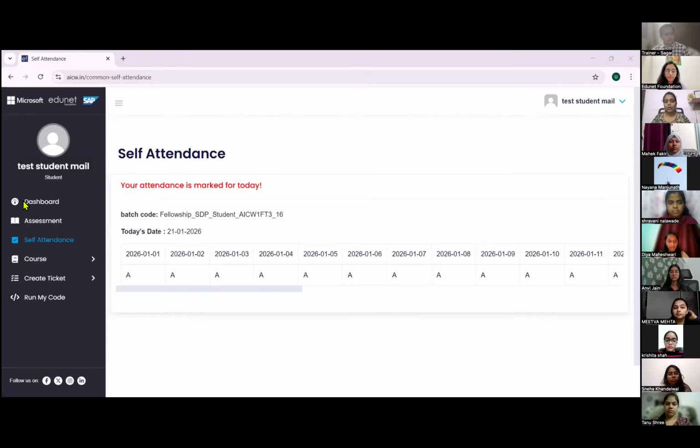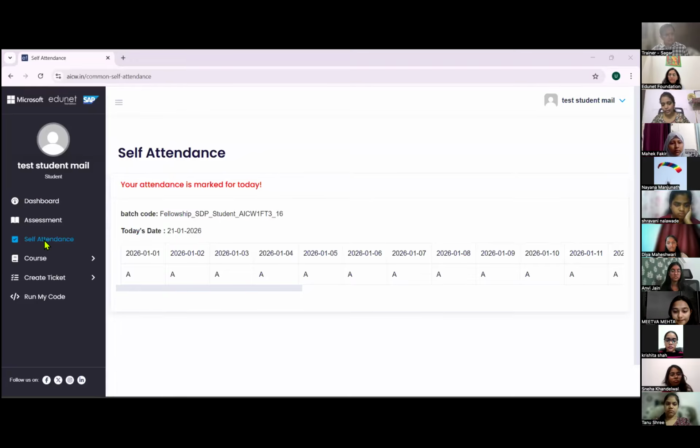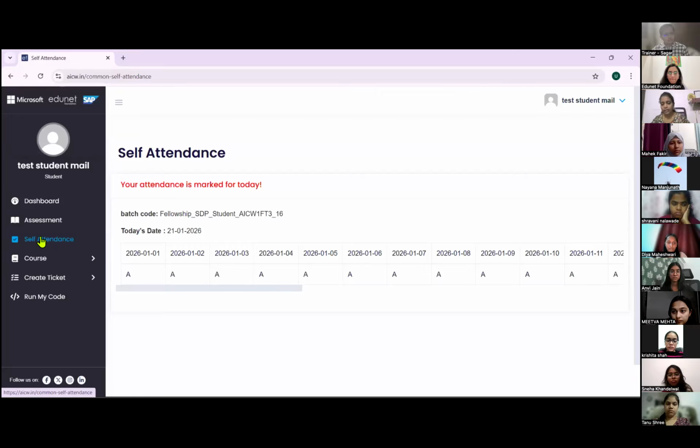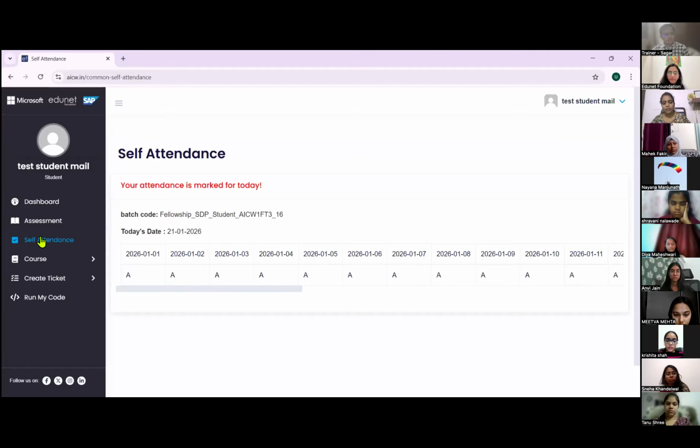Okay, so once you log into the LMS, please navigate to the left-hand side panel. You can see it here, right? There are multiple tabs. You can see dashboard, assessment, and self-attendance. So just click on the self-attendance. From the menu, once you locate it, you can select the self-attendance tab. There, at the bottom of the columns, you can see a mark me attendance option.